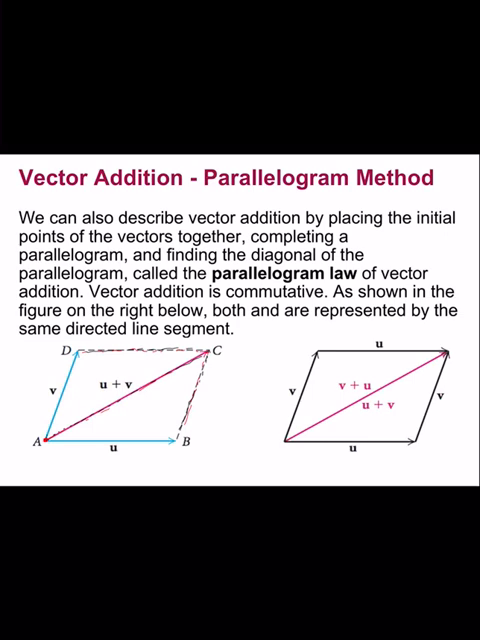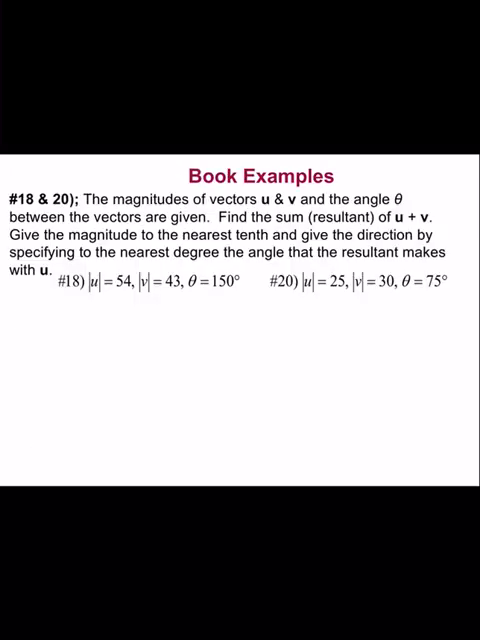All right, so let's go ahead and look at an example. Here's a couple problems we can take a look at to talk about a resultant vector. Let's read through the directions here together. It says the magnitudes of vectors u and v and the angle theta between the two vectors are given. So we've got the length, we've got the direction of the vectors, so we can draw in those directed line segments given that information. We define the vectors. Find the sum, which we call the resultant, of u and v. So find u plus v.